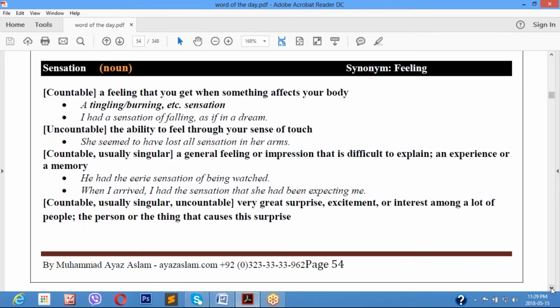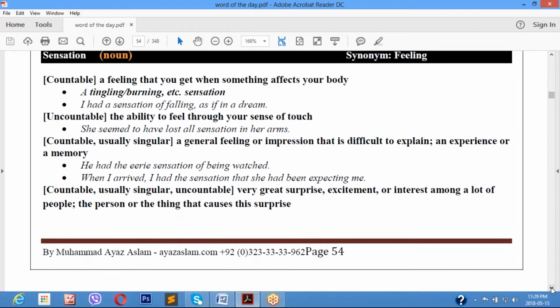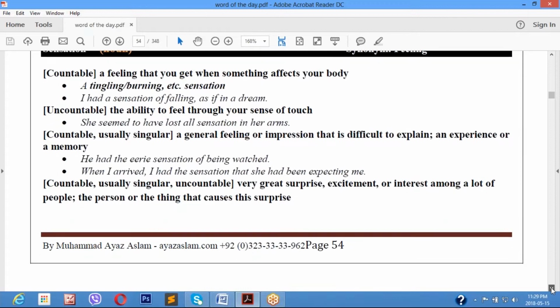Sensation. Sensation means feeling, a feeling that you get when something affects your body, a sensation, right? So I had a sensation of falling as if in a dream. The ability to feel through your sense of touch. So a general feeling or impression that is difficult to explain, or an experience or a memory. So sensation, jhurjhuri, which in Urdu language we can say.